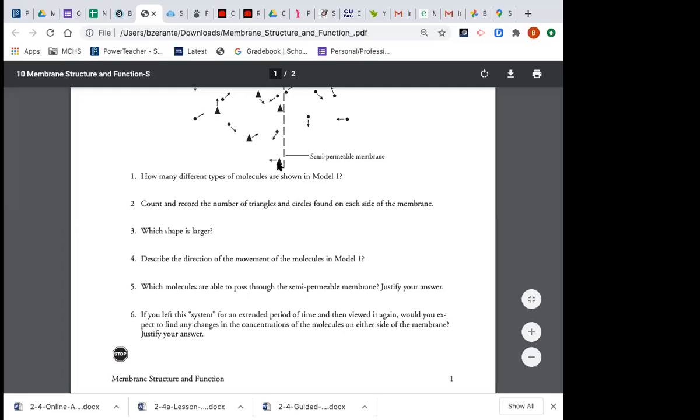We're on question 5. So 3 was triangle, 4 was in all directions, because you can see they're kind of moving everywhere. And then 5 is the circles were able to move across the membrane. They could get across on their own. They don't need help. Okay? And then the last question. So if we left this system alone, okay, so we just let this happen and we didn't add any more molecules to it, what do you think would end up happening?